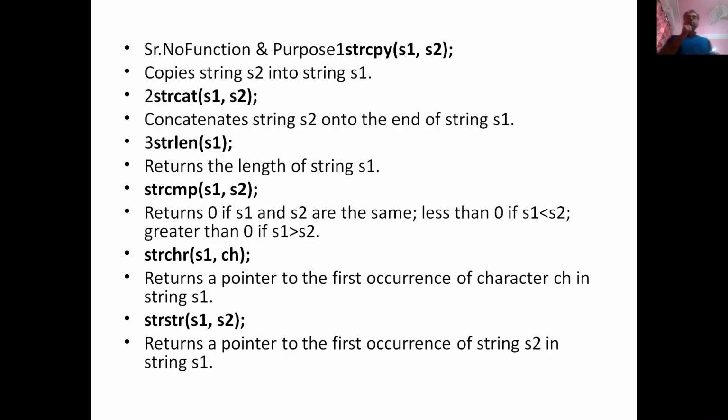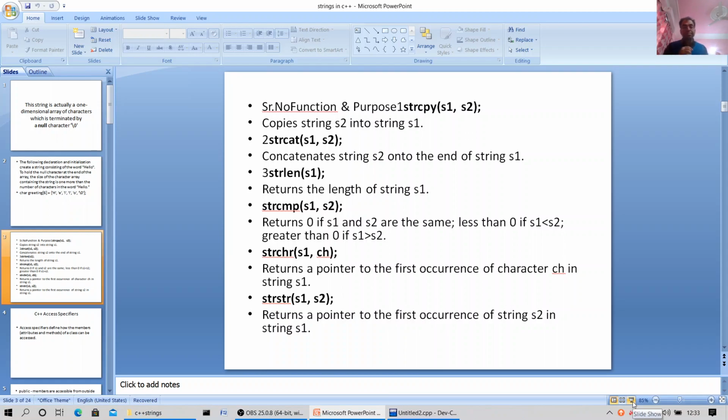And the different types of functions in string are these. strcat is for concatenating the second string onto the first string. strlen returns the length of the string. strcmp is for comparing strings, whether one is less than two or one is greater than two. strchr returns a pointer to the first occurrence of character ch in str1. strstr(str1, str2) returns a pointer to the first occurrence of str2 in str1.